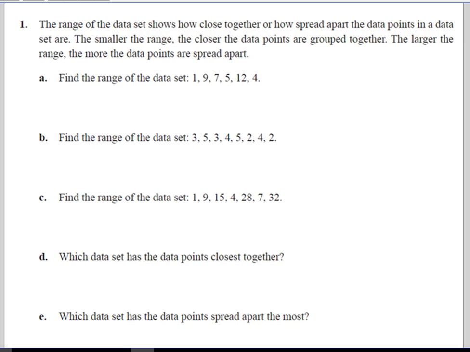So it asks us to find the range of the data sets. And we have 3 different sets we're looking at. And when we're doing this, remember, we're looking at the difference between the largest and the smallest. So don't forget that you have to look for those things.